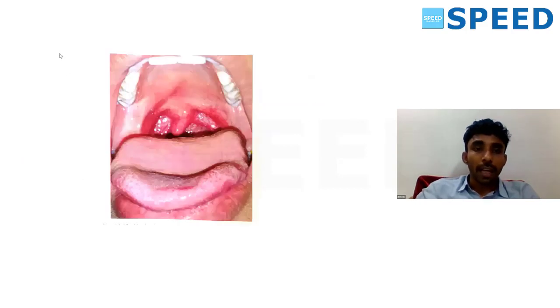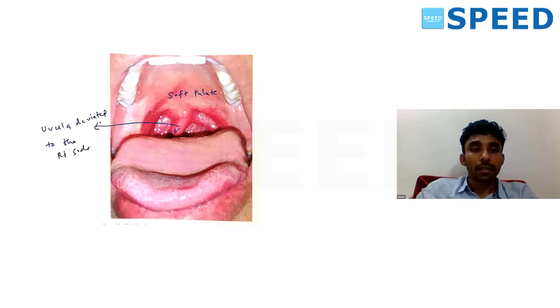So see this diagram. Sometimes this question may be asked as image based. You are able to see the oropharynx. This is the soft palate, and this is the uvula, which is deviating towards the right side. In this diagram, this is the right side, this is the left side, right? So this may be asked image based also.